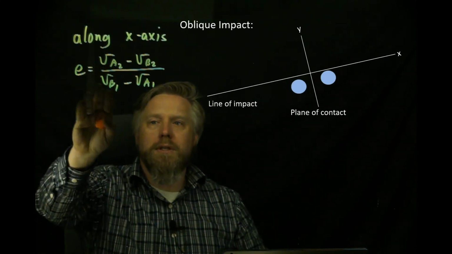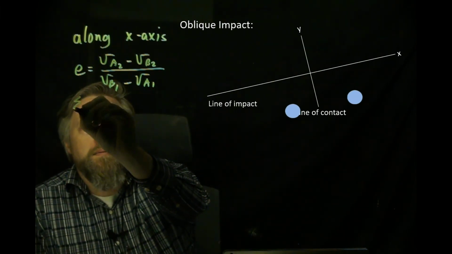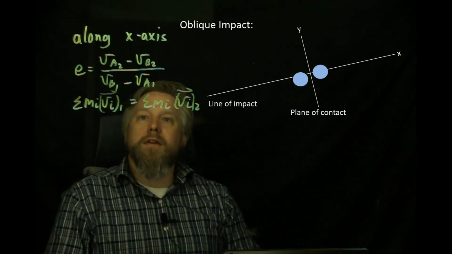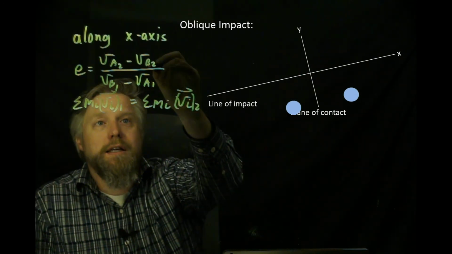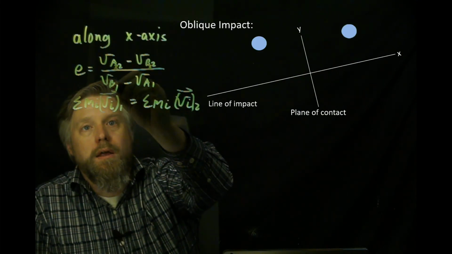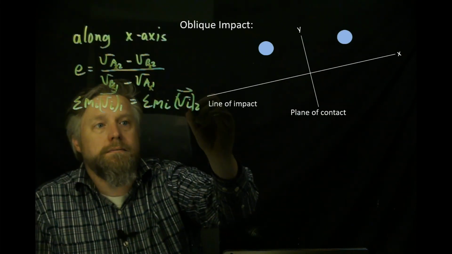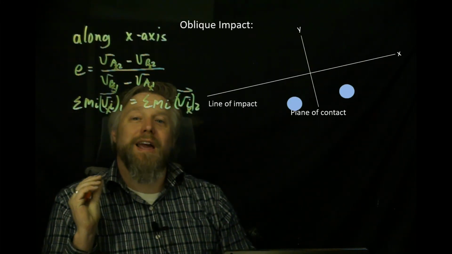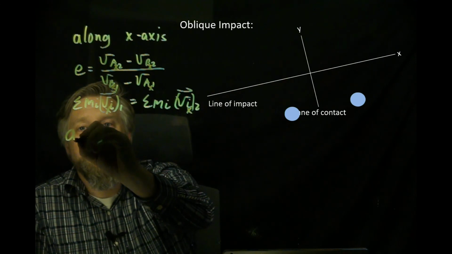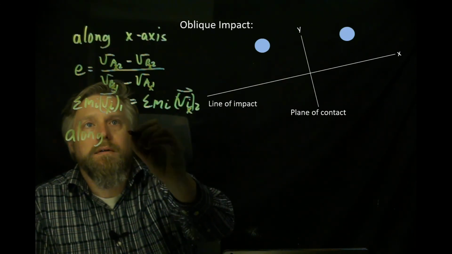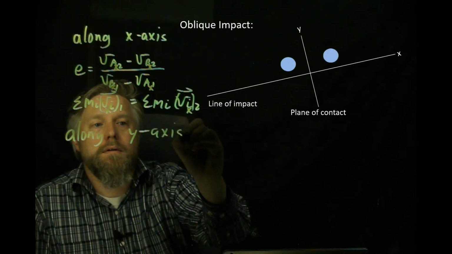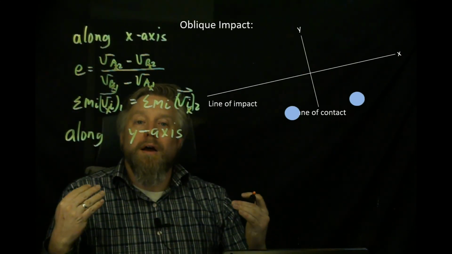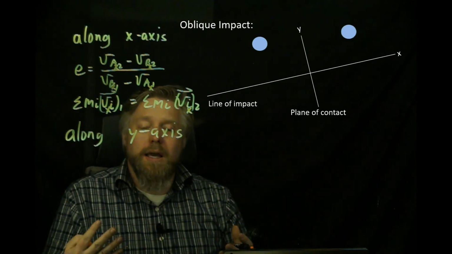Along the x-axis, you're going to use this equation and also the conservation of linear momentum equation. And you'll be able to solve for the velocity in the x direction after for both of those. Okay, but that's only going to be your velocity in the x direction. Along the y-axis, which is your plane of contact, there's no contact happening. Perpendicular to the line of impact, there's no contact happening.